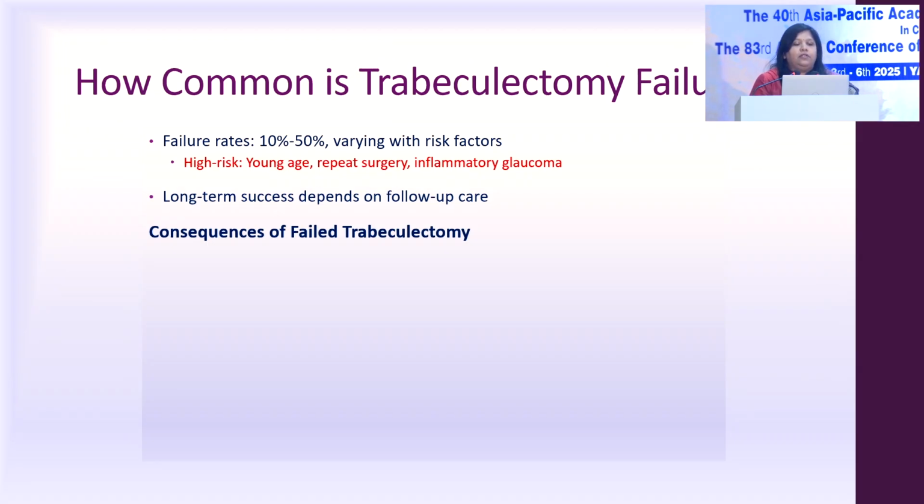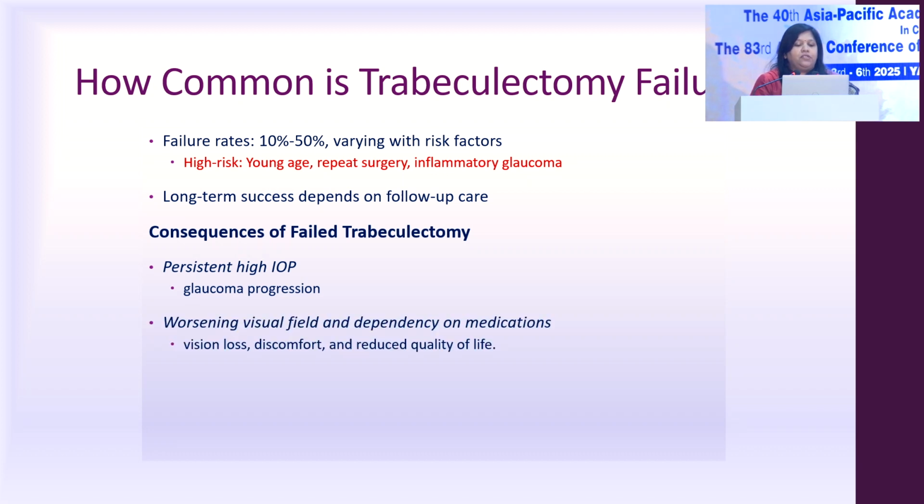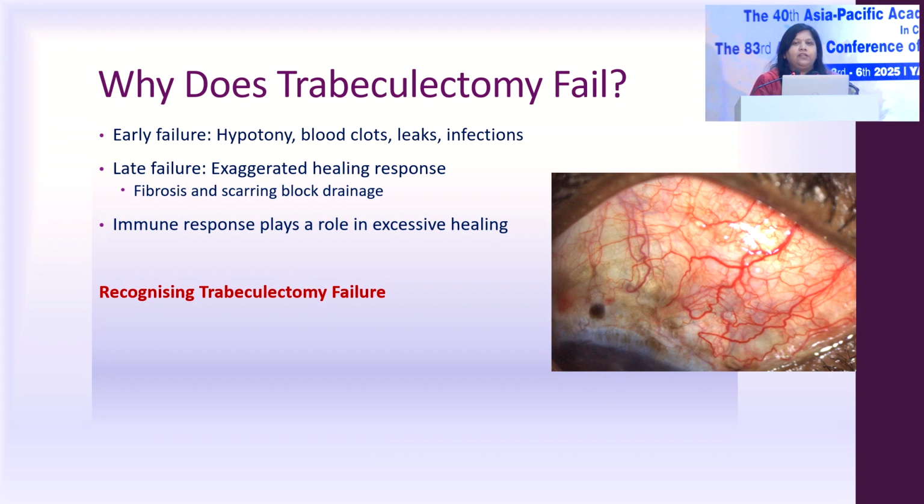So how common is trab failure? It ranges from 10 to 50%, varying with risk factors, and the high risk in this category are young age, repeat surgery, and inflammatory glaucomas. Long-term success depends on follow-up care. So what are the consequences of a failed trab? You have persistently high IOPs leading to glaucoma progression, worsening visual fields, and dependency on medications, which reduce the quality of life, and there is a potential need for additional surgery.